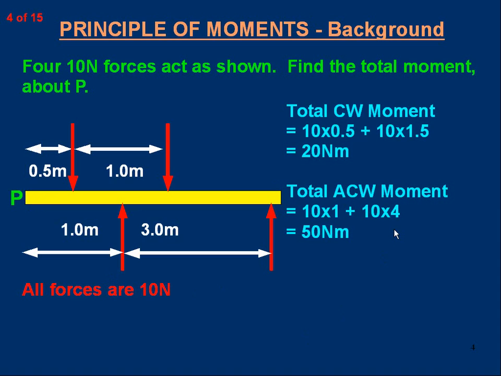We've got to get the total, so we've got to combine the clockwise and anti-clockwise, and I hope you can see that the total will be 50 minus 20, which is 30 newton meters anti-clockwise. The overall direction is given by the bigger of the two, which is the anti-clockwise 50, gives you the direction of the final.